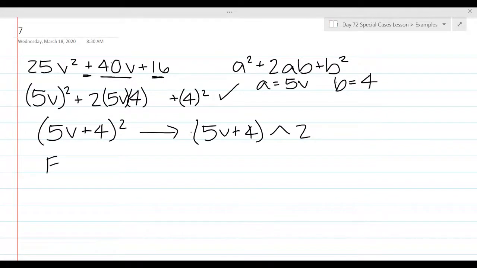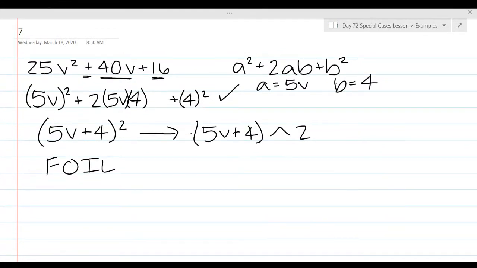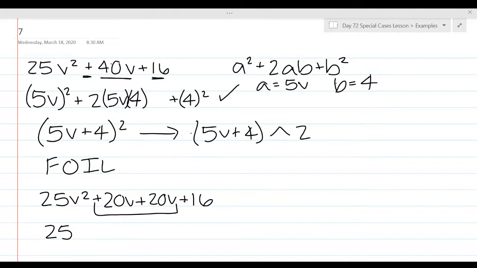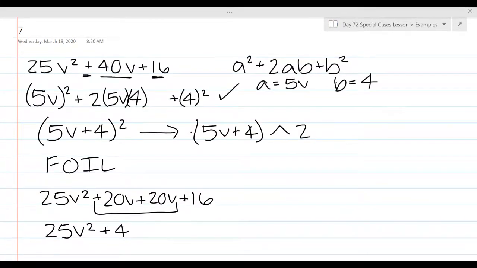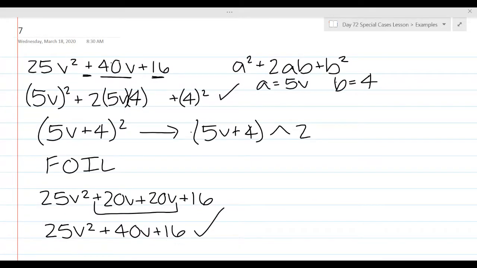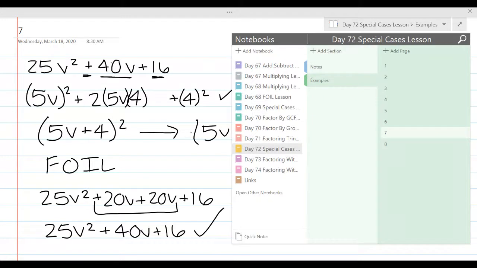Now we're going to go back and check our answer with FOIL. We're going to get 25V squared plus 20V plus 20V plus 16. We can add these middle two terms. We're going to get 25V squared plus 40V plus 16, which is what we started with, so we are good. Okay, let's look at our last example.